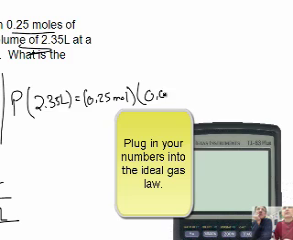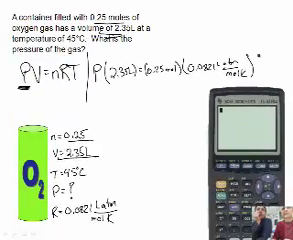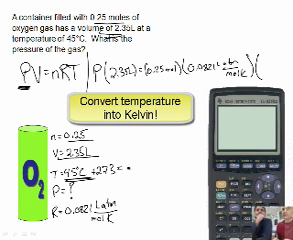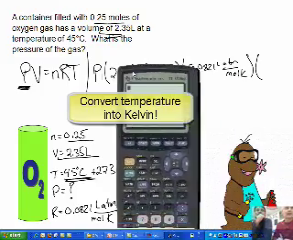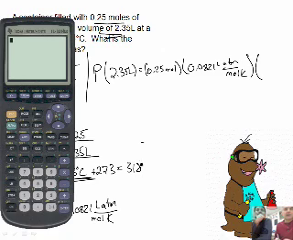Times 0.0821 liter atmospheres per mole Kelvin times my temperature. Now, a little tricky thing on the temperature: you must add 273 because you must always put it in Kelvin. When you add those up, you get 318. So we'll say 318. Now we need to divide both sides to get P, right?